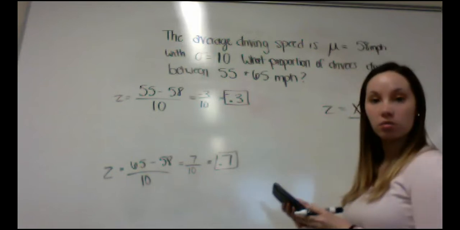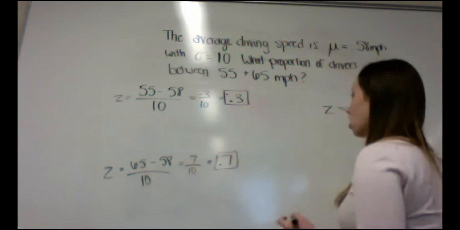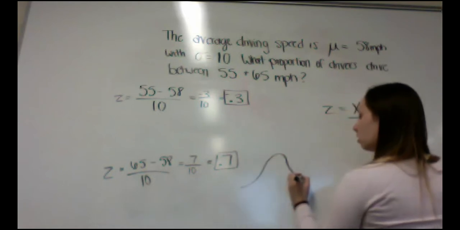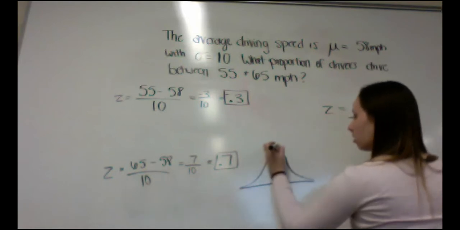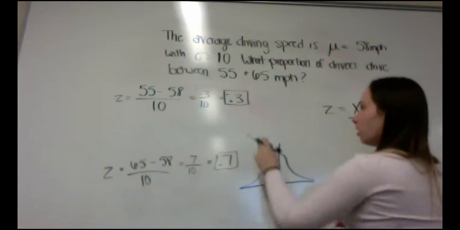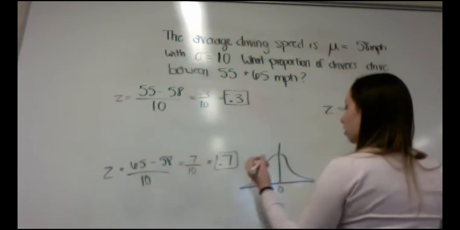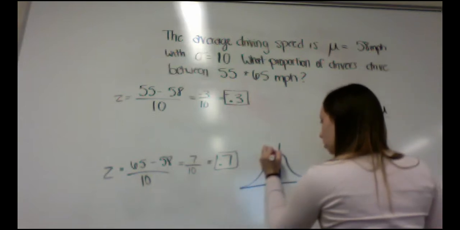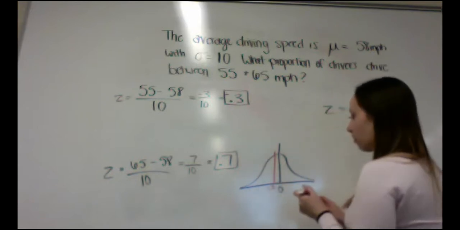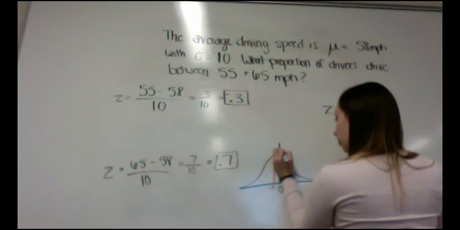So those are our z-scores. We've got a negative 0.3 and a positive 0.7. So let's draw that out so we can talk about conceptually what this problem is asking us to do. So again, we've got our lovely bell curve. 0 is our center. Here is our 55 miles per hour point, so our negative 0.3 z-score. Negative 0.3, so that's where that falls. 0.7 falls over here.